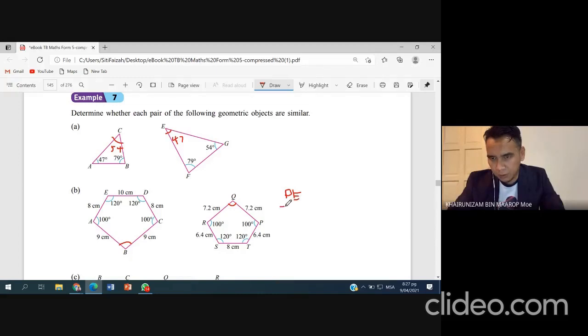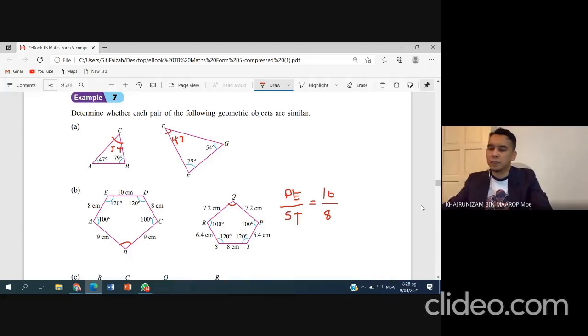Sorry lambat sikit sebab cikgu guna mouse di komputer ni. DE equal to ST. So that means here 10 divided by 8. Kita dapat berapa? 10 divided by 8, we get actually 1 point, we can write 8.